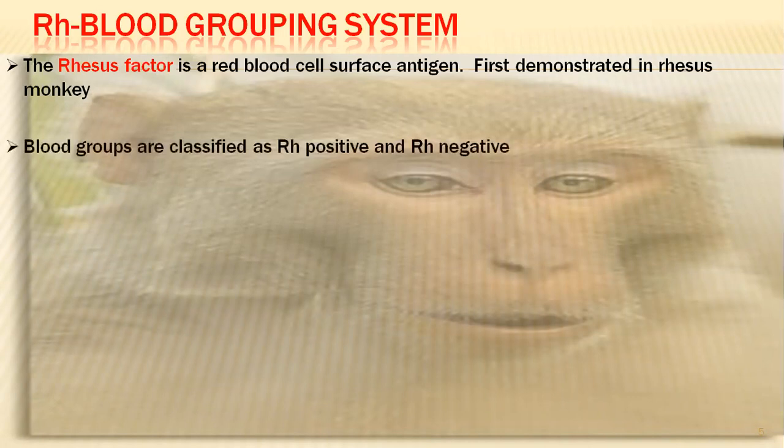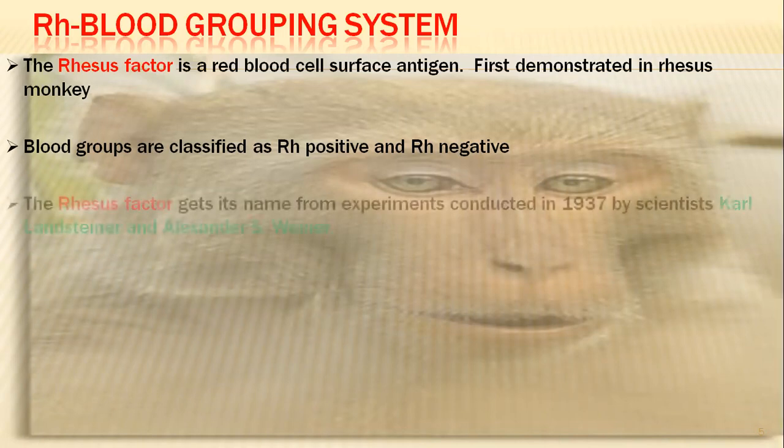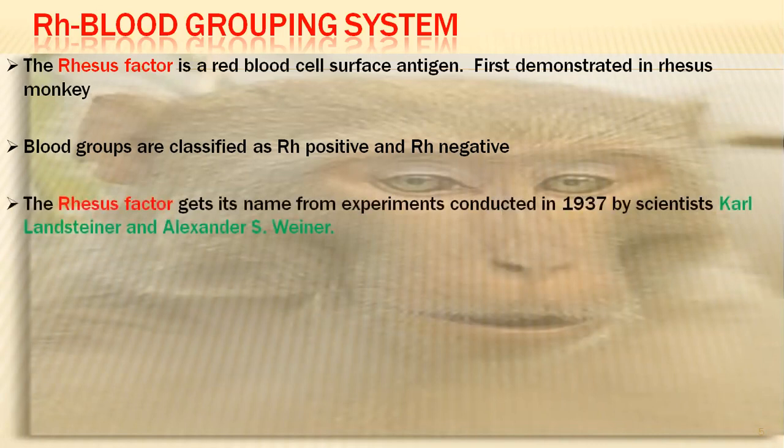Blood groups are classified as rhesus positive or rhesus negative. So you're rhesus positive if you have the antigen for the rhesus factor, or rhesus negative if you don't have the antigen for the rhesus factor. The rhesus factor gets its name from the experiment conducted in 1937 by a scientist, Karl Landsteiner, the same scientist, and another one, Alexander S. Wiener.